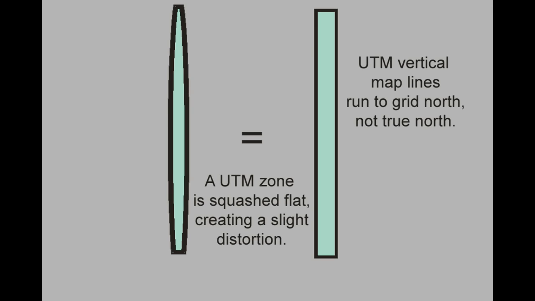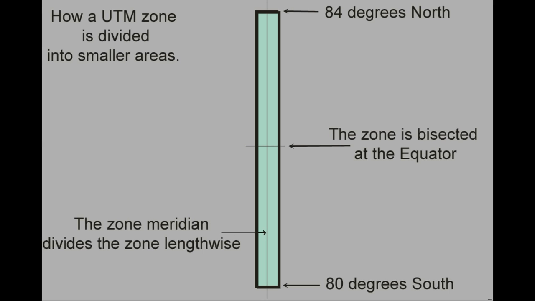As a point of interest here, let me say a few words about north-south lines on the map. The north-south lines formed by longitude lines are true north-south lines, and the north-south lines formed by UTM grid zones are not really true north-south lines. Whereas the longitude lines run to true north, the UTM lines run to what's called grid north. Now usually there's not a lot of difference between grid north and true north. It's usually not appreciable, but there is some small difference. Let's look now at how a UTM zone is divided into smaller areas.